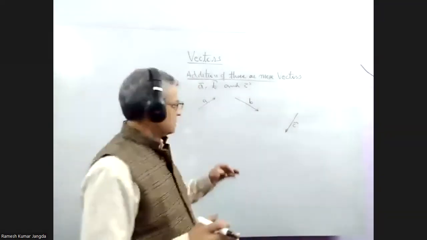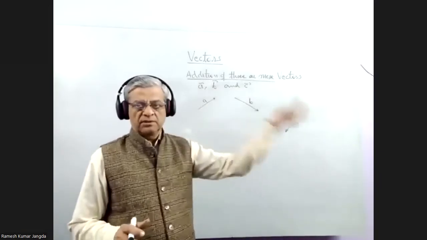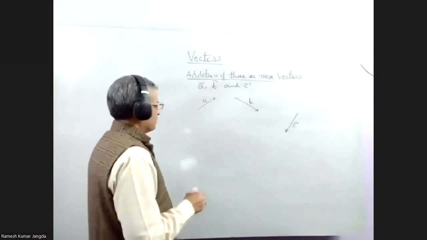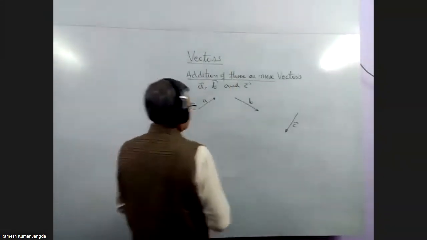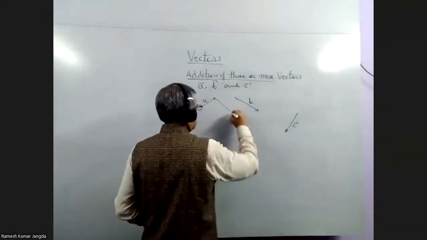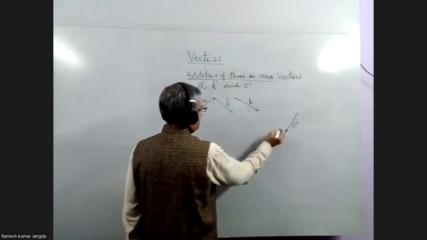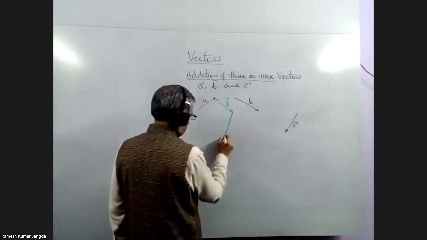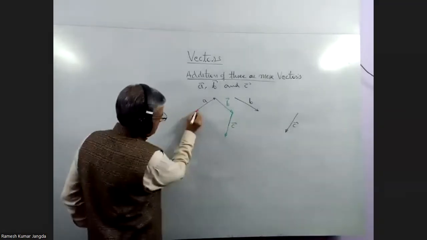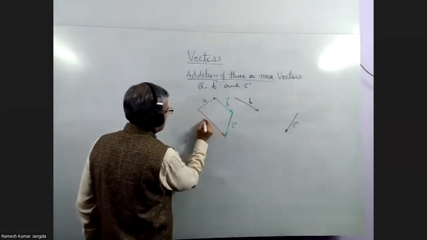So what do we do? We move the vectors in such a way that they come in order. We move this vector to this place like this. This is P, and then we move this vector here. So the resultant of these vectors will be given by this vector. This is R.